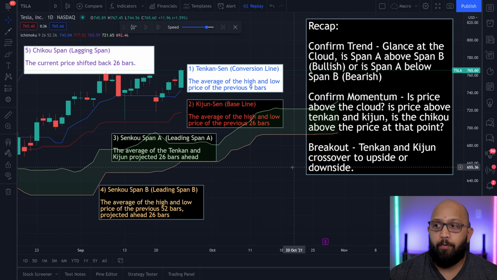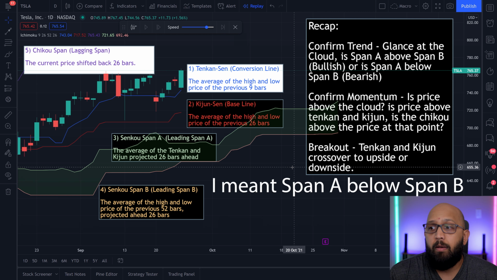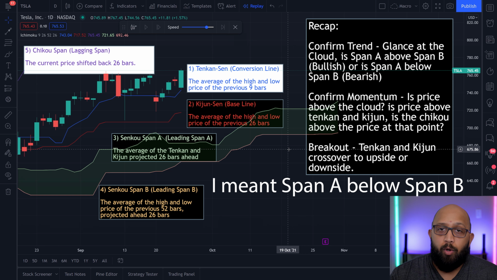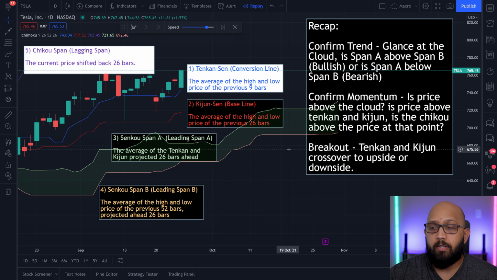So let's recap. First, we want to confirm the trend by glancing at the cloud. Is span A above span B? If it is, then it's considered bullish. Or is span B below span A? That would be considered bearish. We also want to confirm the momentum. Is the price above or below the Tenkan-sen and Kijun-sen? If it's above them, it has some bullish momentum. If it's below them, it has bearish momentum.